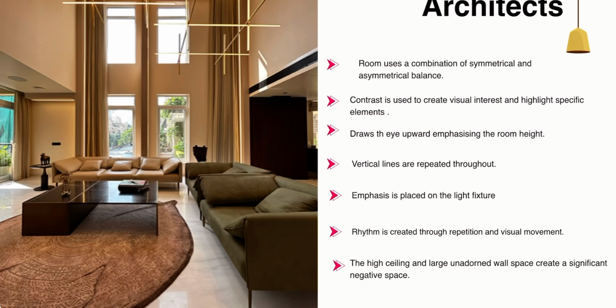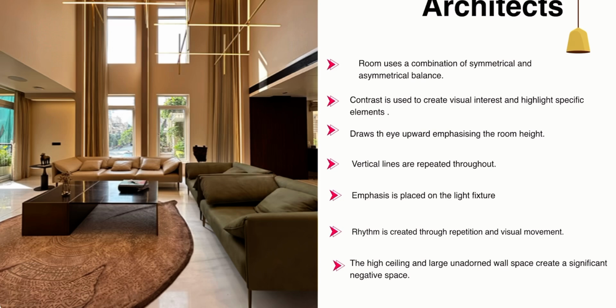There is a textural contrast. The smooth leather of the sofa contrasts with the textured rug. The color contrast is subtle but effective. The olive green sofa against the light flooring and beige tones stands out gently without overwhelming the design.